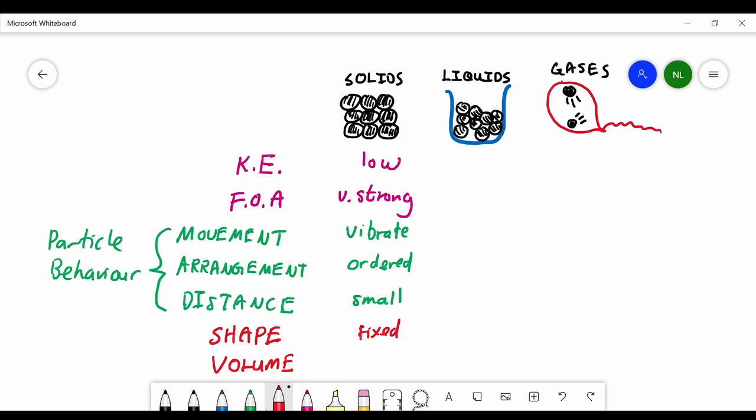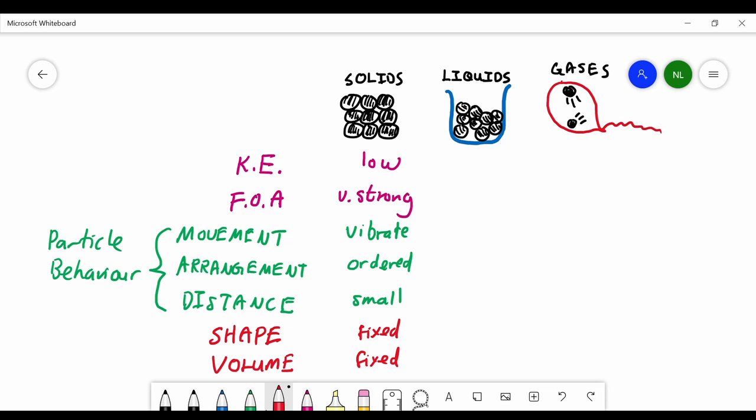solids cannot expand when placed in a larger container. And because particles of solids are arranged so closely together that there are almost no empty spaces, solids cannot be compressed when they are put into a smaller container. We describe this property of volume as having fixed volume. Again, this means that the volume of solids are not dependent upon the volume of the containers that they are placed in.